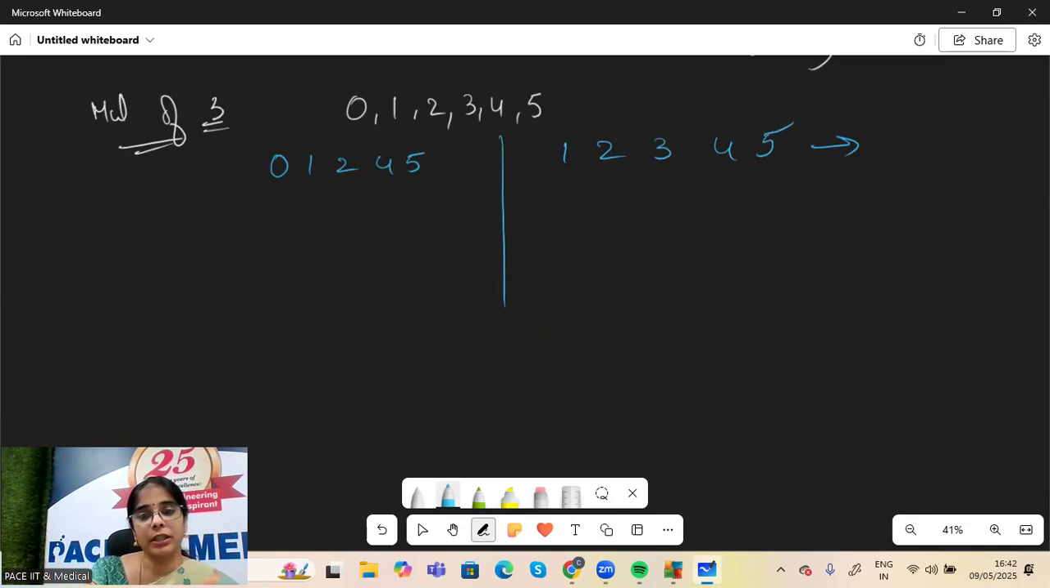Because all the 5 digits, 1, 2, 3, 4, 5, can be filled with any of these 5 digits, no problem. That is 5, 5, 5, 5, 5. My final answer from here will be 5 to the power 5 ways. Now the problem comes with the case where we have 0 included in that. For that, what should we do? Let us check.